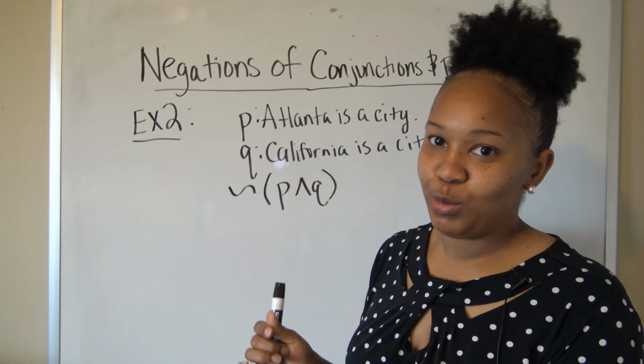Okay, so that becomes not P or not Q. And so an equivalent statement would be Atlanta is not a city or California is not a city. Okay, so the equivalent statement again would be Atlanta is not a city or California is not a city. And so that's how you would use De Morgan's law for the negation of the conjunction in this example.